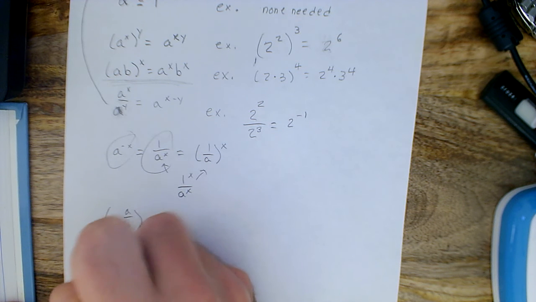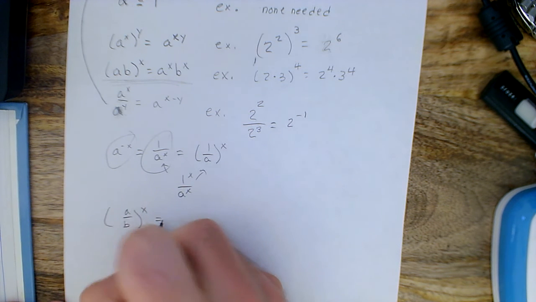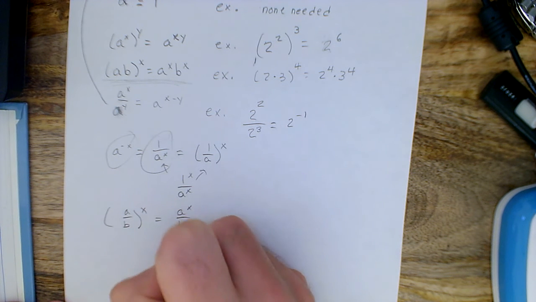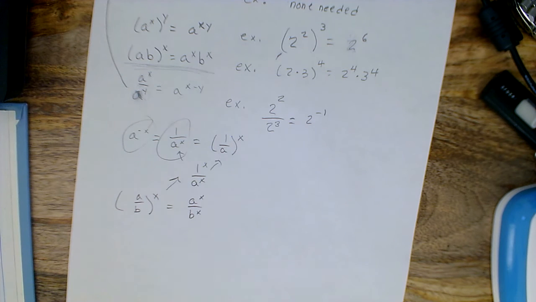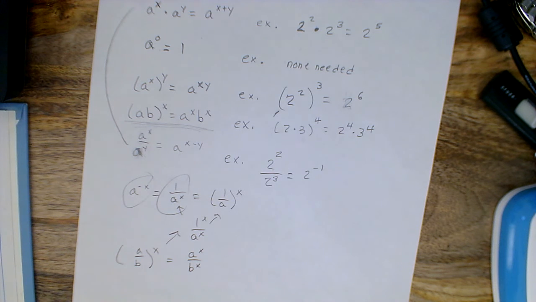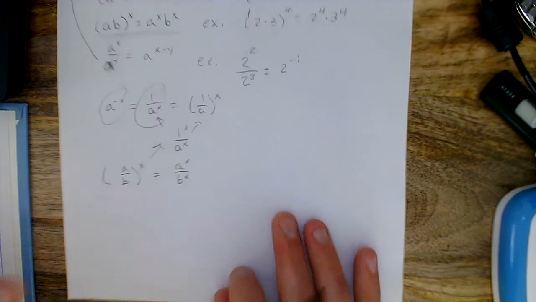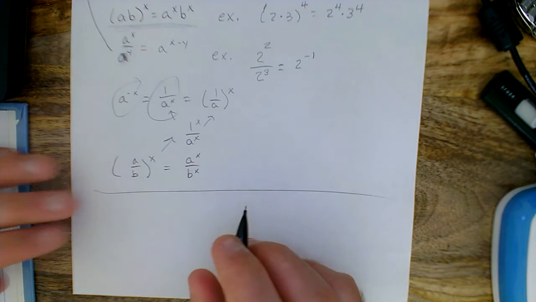Okay, last but not least, we have a over b to the x is equal to a to the x over b to the x. That's the one I used here. Okay. So there are the rules of exponents, and I'll be using these quite a lot in the next couple examples. In fact, these next examples are just a couple ways to use them.